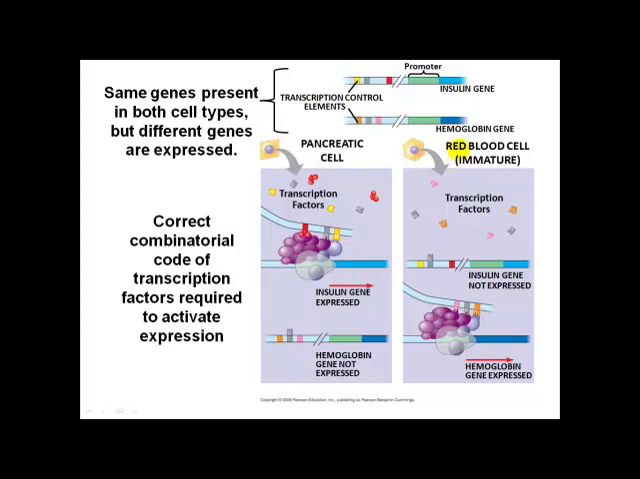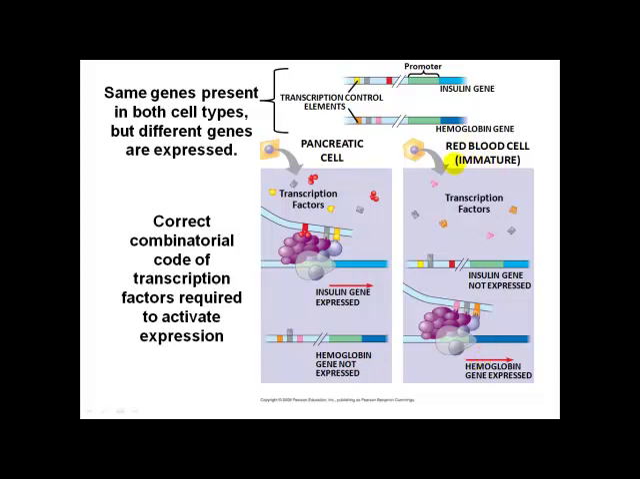Likewise, in this red blood cell in its immature state, we would expect to see expression of the hemoglobin gene, such that we'd see hemoglobin proteins, alpha and beta subunits, expressed and assembling into that hemoglobin complex that we talked about before. The reason that hemoglobin protein is not expressed in the pancreatic cell is not because the hemoglobin gene is not there, but because it's being specifically regulated in a way such that it's not being expressed in the pancreatic cell, but it is being expressed in the immature red blood cell.